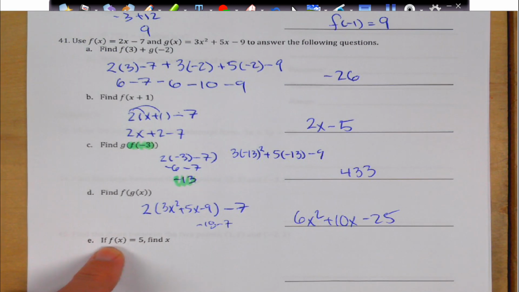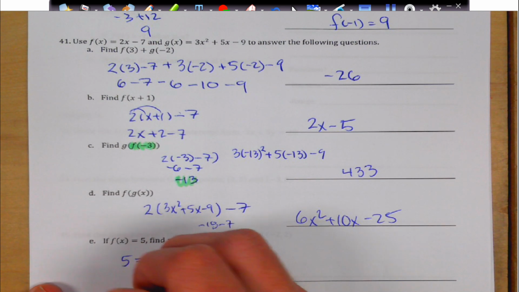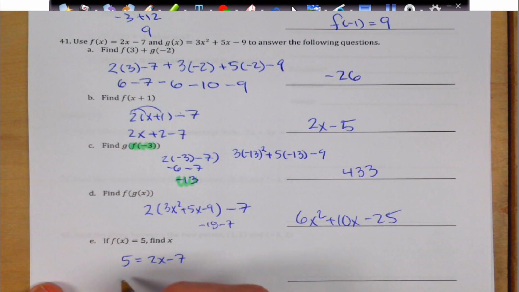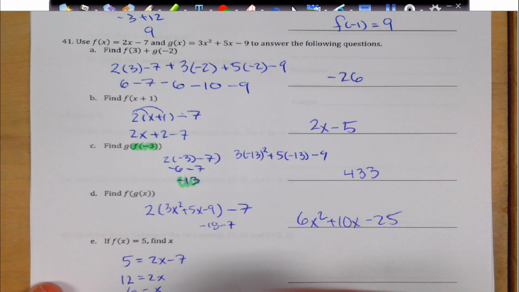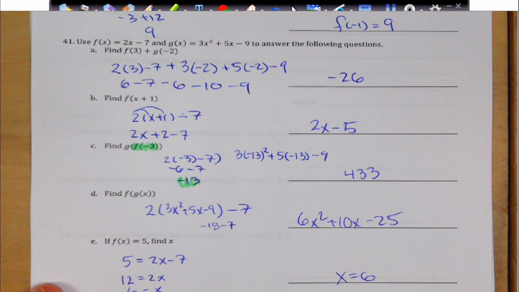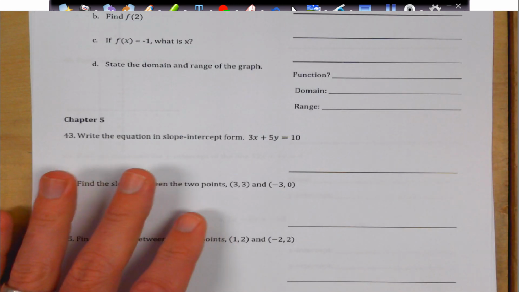Don't have to solve. If f of x equals 5, find x. So this is where I just remove the f of x and do 5 equals 2x minus 7. Add the 7 across. Of course, we're going to get 12. Divide by 2, x equals 6. So that's when f of x would equal 5. Okay, we will finish up next time.